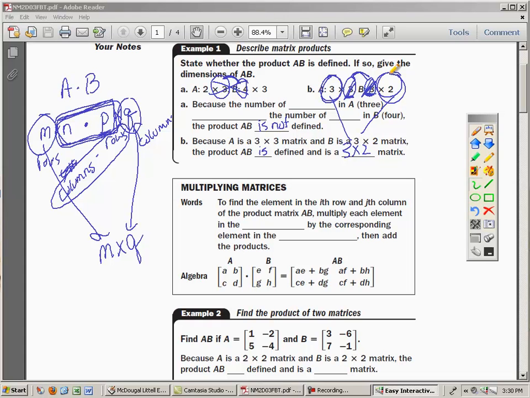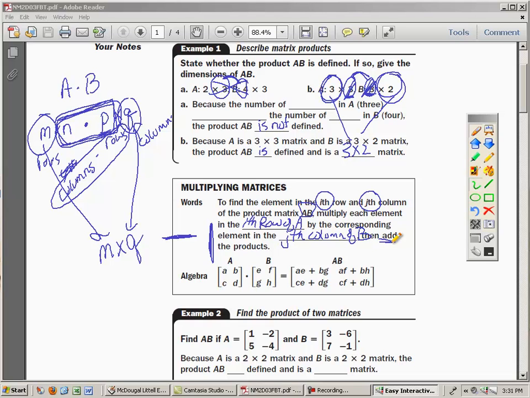Now, to find the element in the ith row and jth column, I don't know why they chose I and J. They could have used A and B, but they didn't want to because of matrices A and B, so they didn't want to get things confusing. What we're saying here is to find the element in the ith row, jth column of the product matrix AB, we multiply each element in the ith row of A by the corresponding element in the jth column of B, and then add the products.